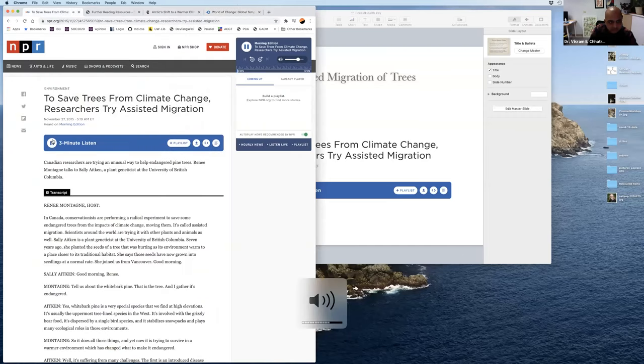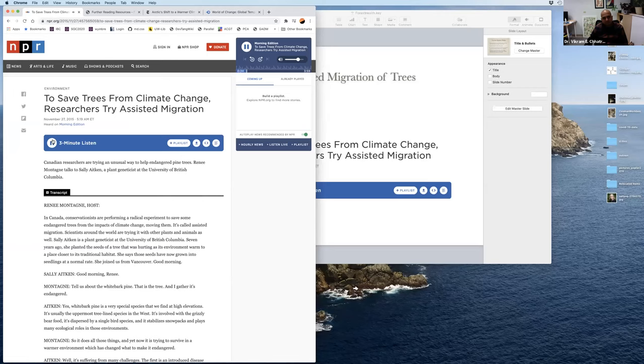To save some endangered trees from the impacts of climate change, moving them. It's called assisted migration. Scientists around the world are trying it with other plants and animals as well. Sally Aiken is a plant geneticist at the University of British Columbia. Seven years ago, she planted the seeds of a tree that was hurting as its environment warmed to a place closer to its traditional habitat. She says those seeds have now grown into seedlings at a normal rate. She joined us from Vancouver.